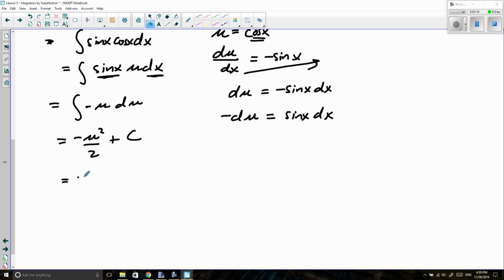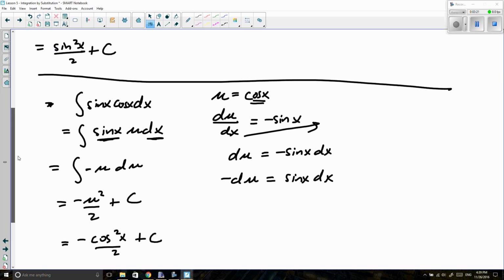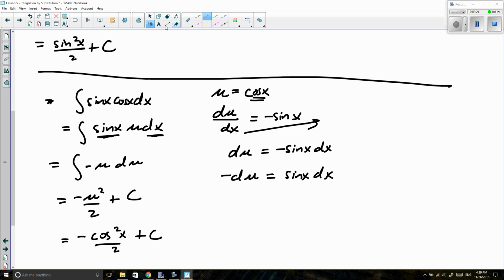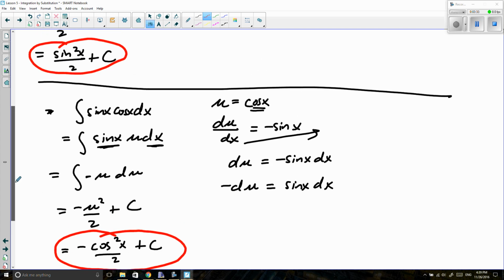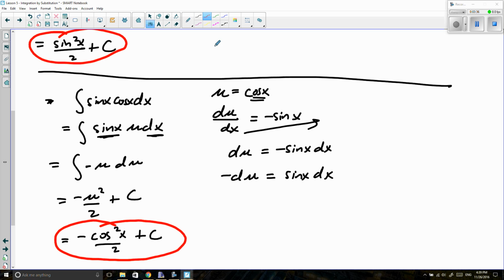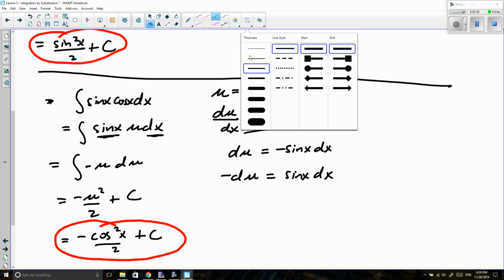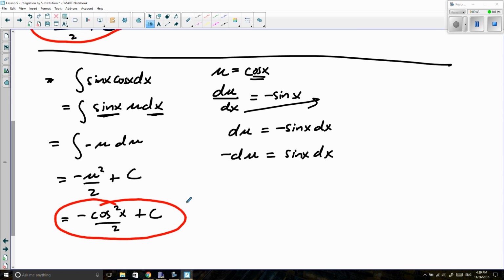So I put cos x in here, so I get negative cos squared x divided by 2 plus c. So you may be wondering, how are these two expressions, sine squared x over 2 plus c, and negative cos squared x over 2 plus c, how are these the same? Because they don't look the same. But in fact, they are. And one thing we can do to prove they are the same is use identities, which is everybody's favorite thing to do, using trig identities. So let's go ahead and do that.